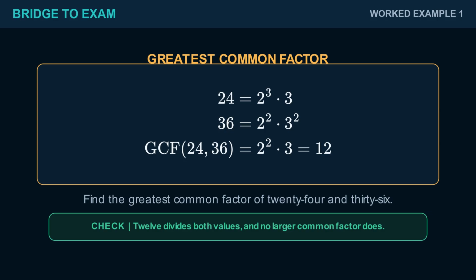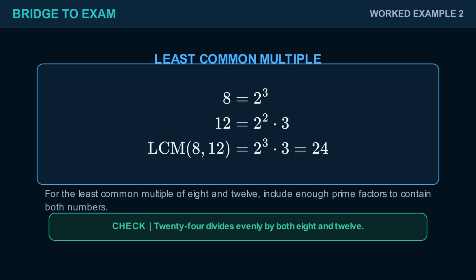Example 1. Find the greatest common factor of 24 and 36. Their prime factorizations are 2 cubed times 3 and 2 squared times 3 squared. Keep only shared primes at their lowest powers. 2 squared times 3 is 12. Check. 12 divides both values, and no larger common factor does.